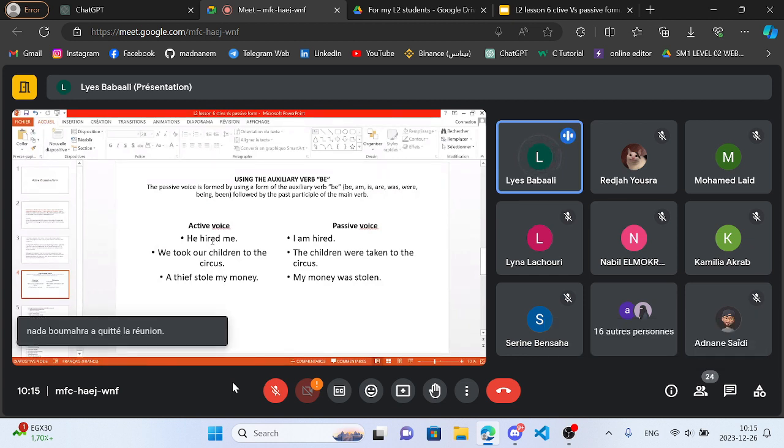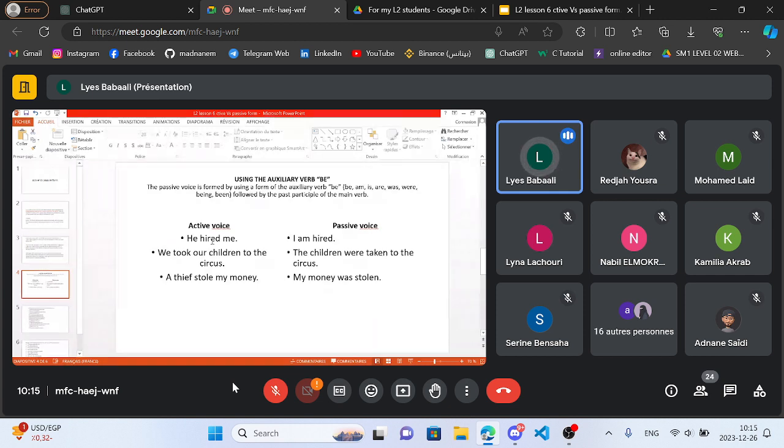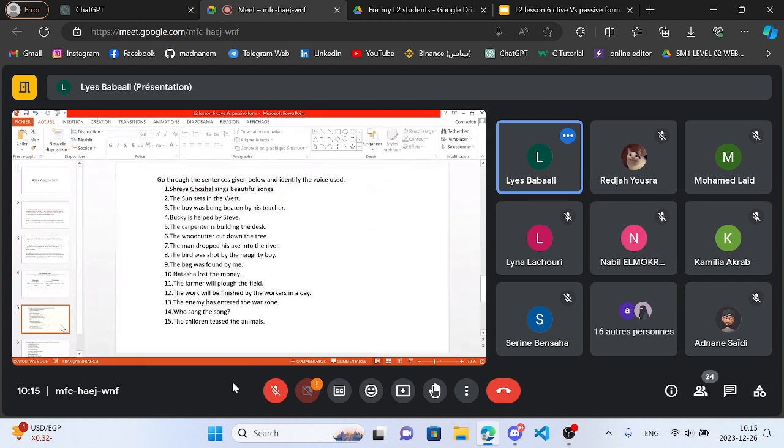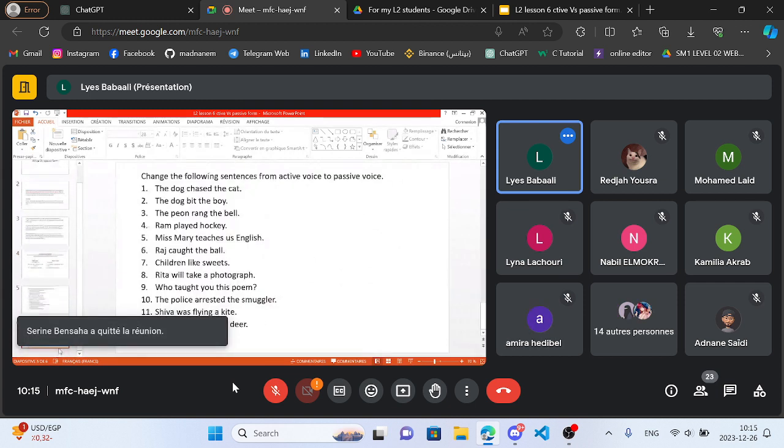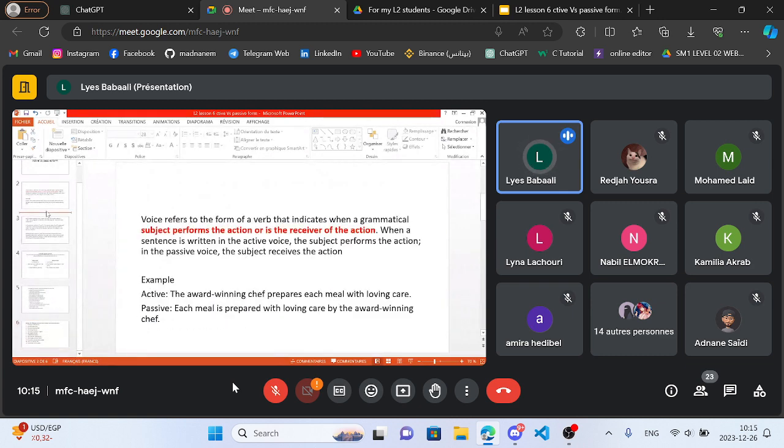a passive voice. The passive voice is formed by using a form of auxiliary be, am, is, are, was, were, being, been, followed by the past participle of the main verb. So here: I am hired, the children were taken to the circus, and my money was stolen. Here we have used the auxiliary verb be to form a passive voice. Okay, so I think that's pretty clear.